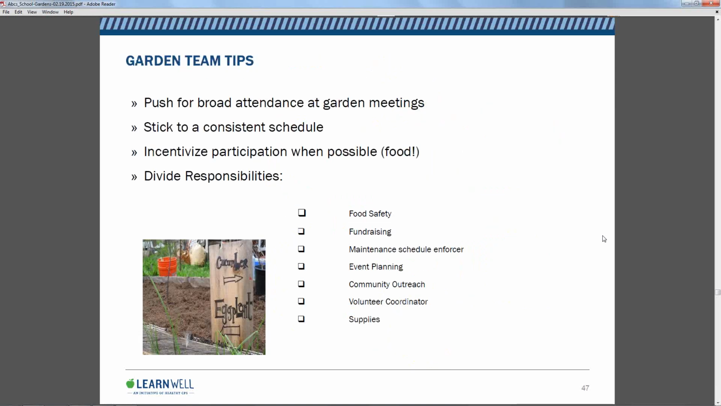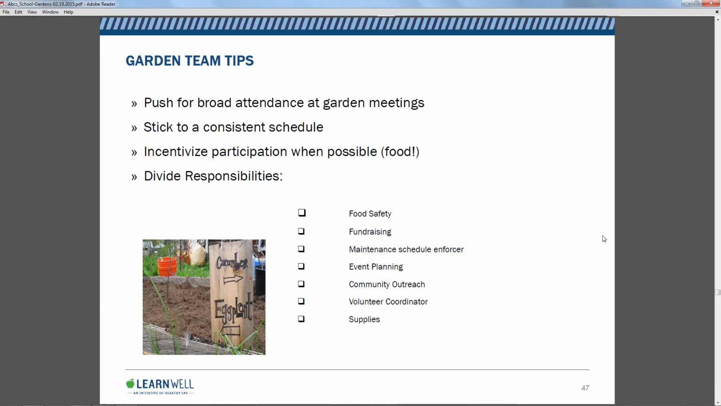So when it comes to garden teams, we really recommend that you push for broad attendance at garden meetings, that you stick to consistent schedules so that people can fluidly flow in and out, that you incentivize participation in the meetings as much as possible. Food is a great way to do that, and that you divide responsibilities.